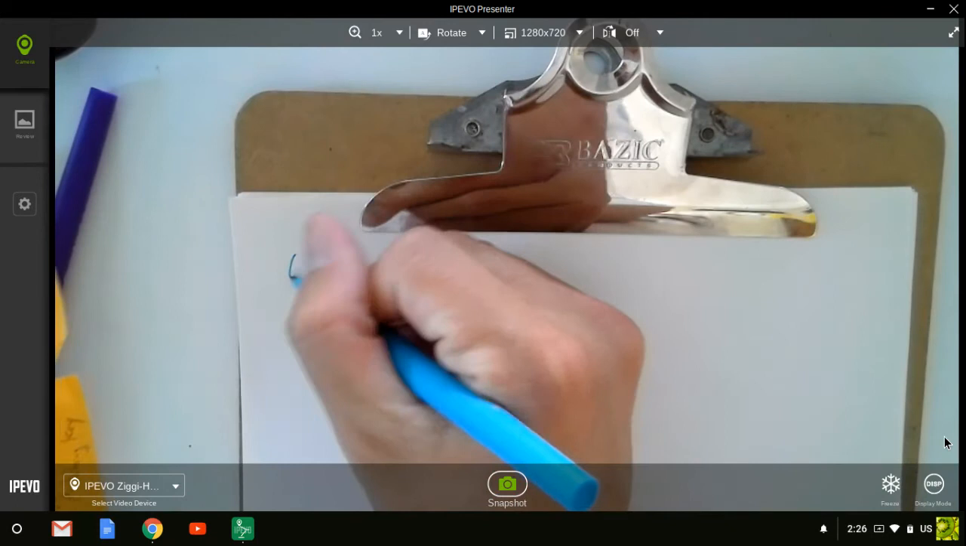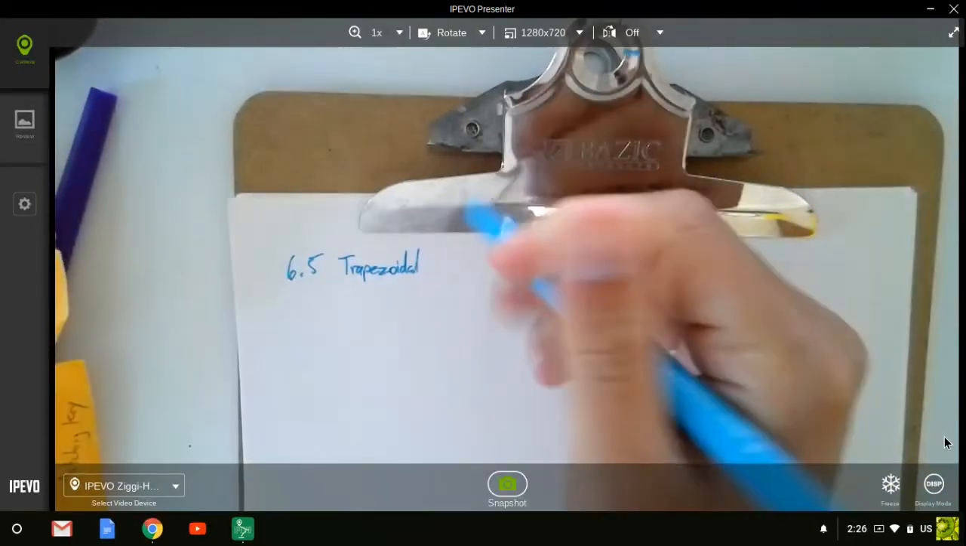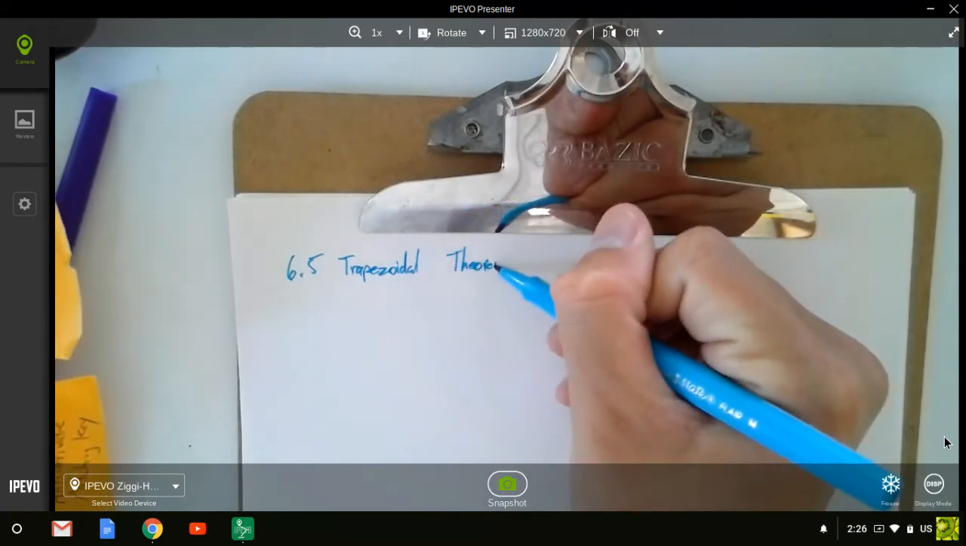Okay. 6.5 trapezoidal rule. You're going to wonder why I'm going back and forth, but hopefully it'll be logical, the information, the way this comes out.